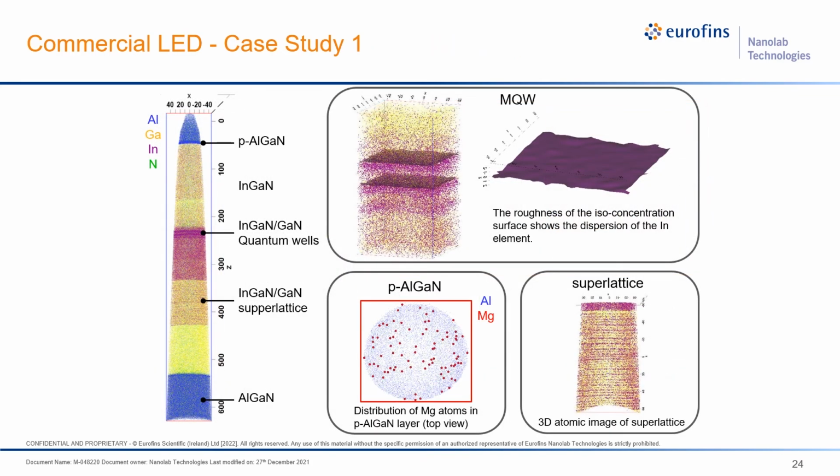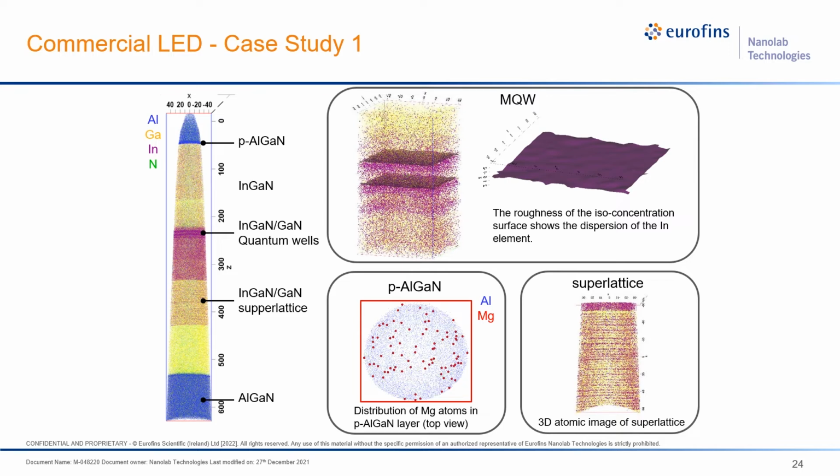On the other hand, we can also look at what the dispersion of the indium is, and this can be done by looking at the roughness of an isoconcentration surface. And what an isoconcentration surface is basically a surface which contains the same level or the same amount of indium throughout. So looking at how rough that isoconcentration surface is, which has the same amount of indium throughout, we can actually see how well the dispersion is of the indium element, and it can help us to design the next generation of LED devices.